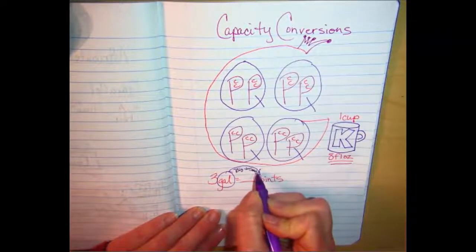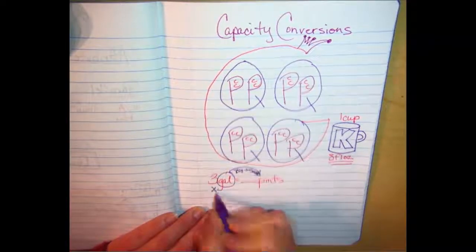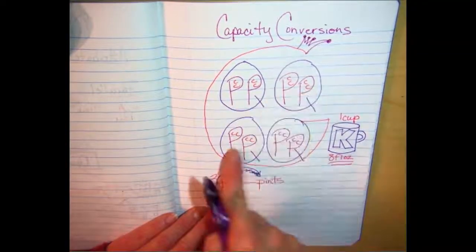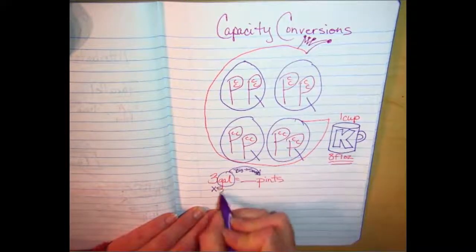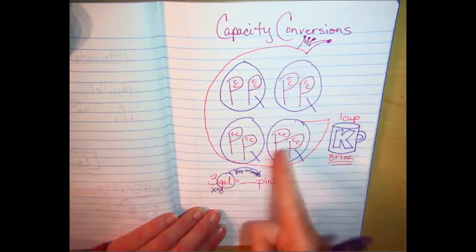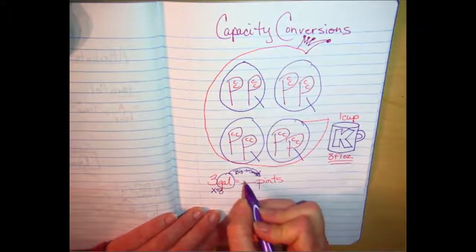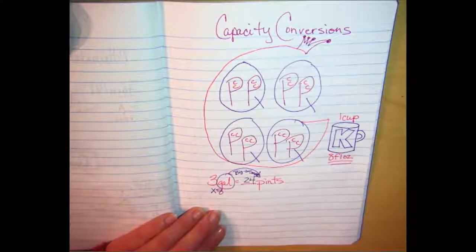So I multiply all. How many P's in a G? 1, 2, 3, 4, 5, 6, 7, 8. I'm multiplying times 3 because there's 8 princesses in the big G. 3 times 8 is 24 pints.